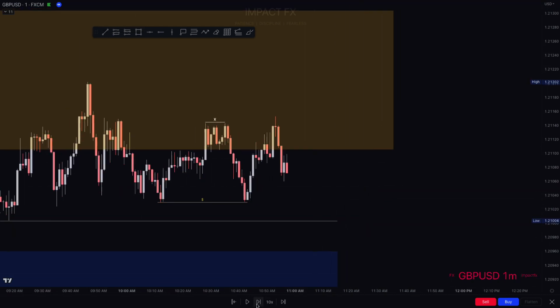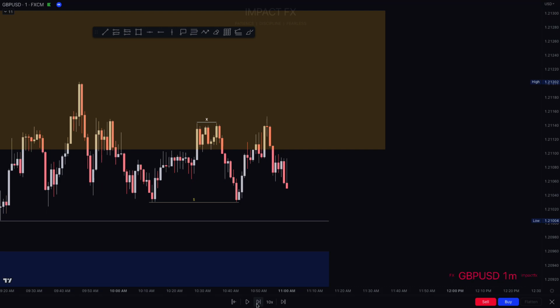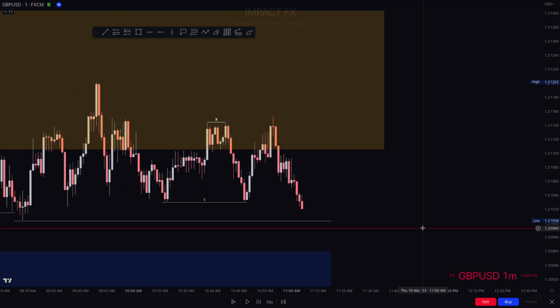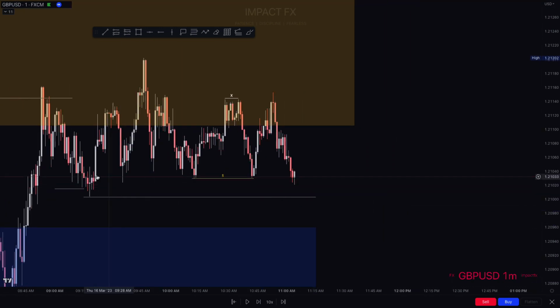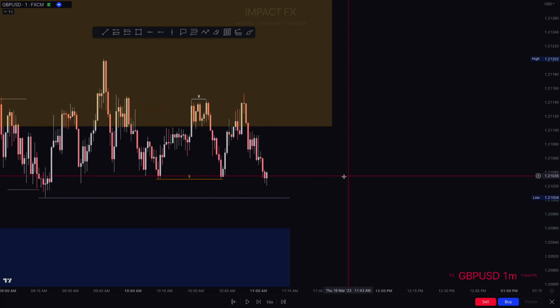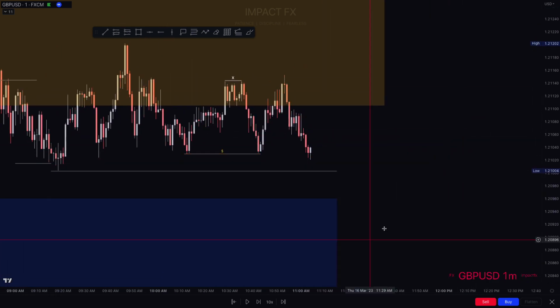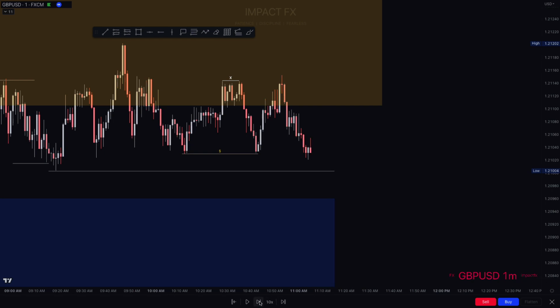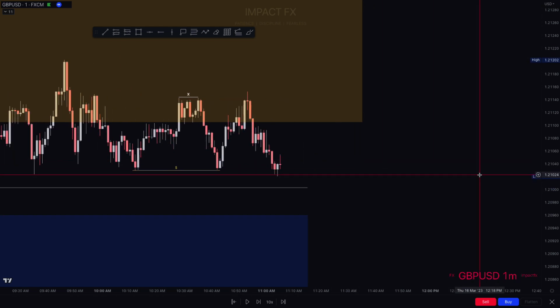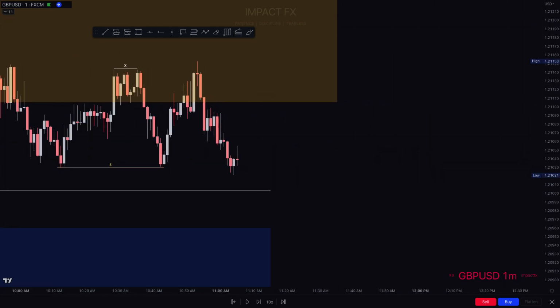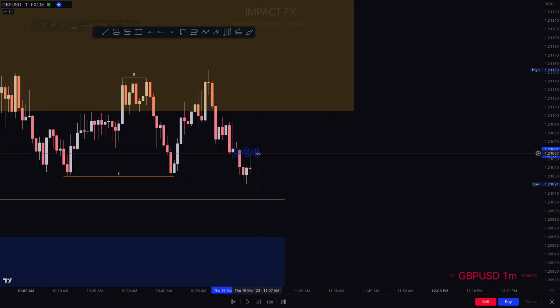All right, so let's keep going. Let's see what takes place. Okay, so this now has swept this internal liquidity. Let's see if we can get an order flow shift here. So we have OFC, and we are tapping into this flip zone.